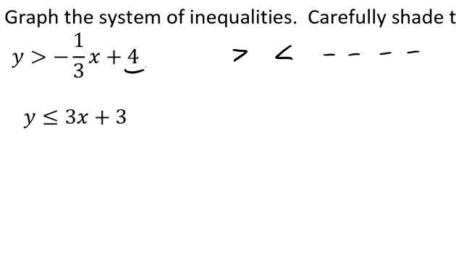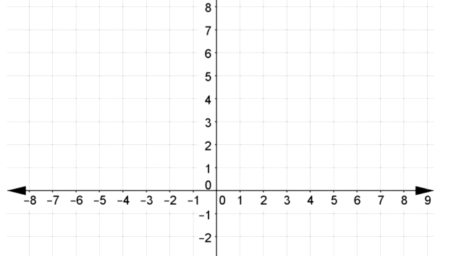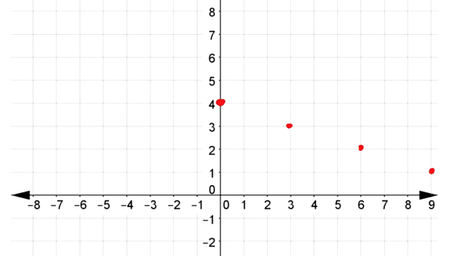So we have a y-intercept of 4 and a slope of negative 1/3. So on our graph, we would start with this point right here at 4. Then if I do my negative 1/3, it would be down 1 and then over 3. Down 1, over 3, and again down 1, over 3. And let me just graph that line.